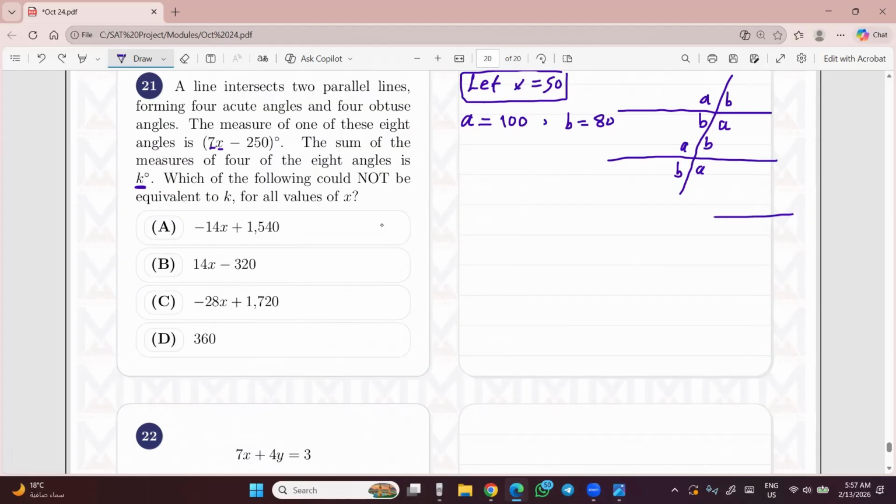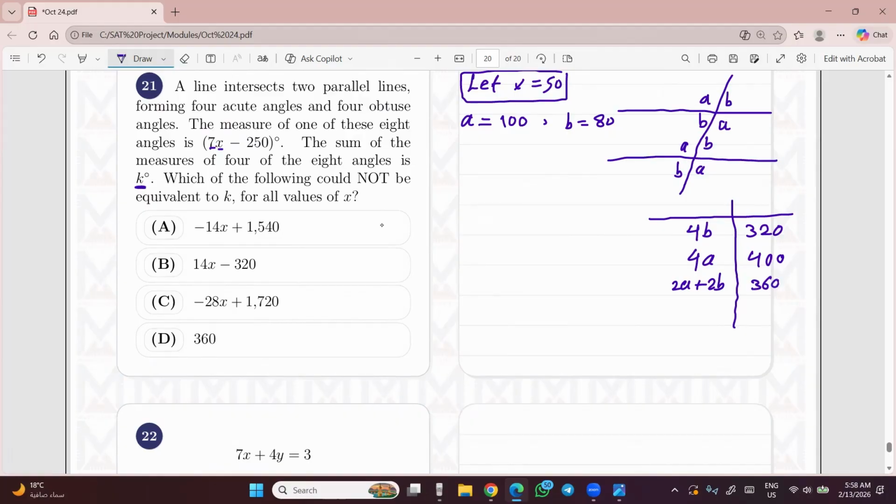So we can make something like a table like this. Maybe the 4 angles are all acute. Let's consider all of them are acute. The acute angle is B, so 4B, which means 4 times 80, is equal to 320. What if they are 4 obtuse? 4A, and 4 times 100 is 400. Maybe they are 2 obtuse and 2 acute, 2A plus 2B. If you calculate this, 2A means 200, 2B is equal to 160. So if you add them all together, you get 360.